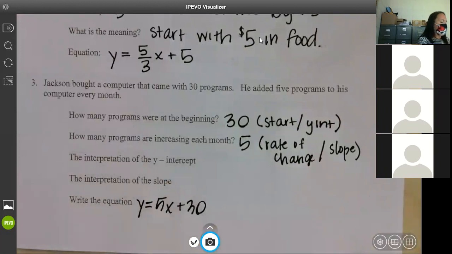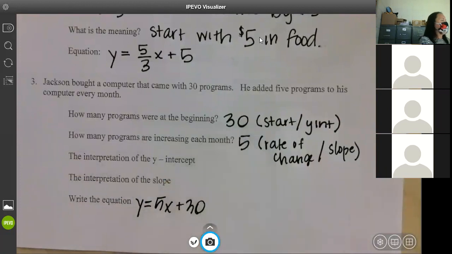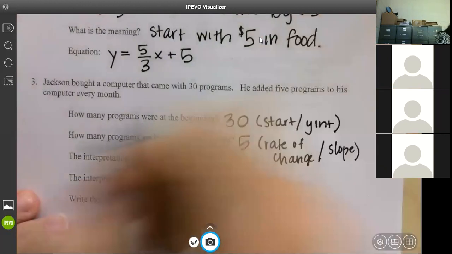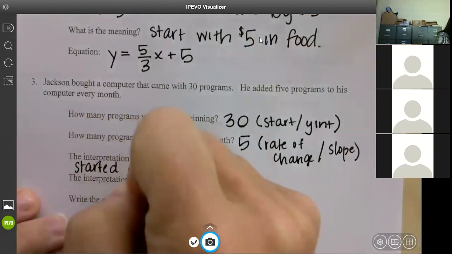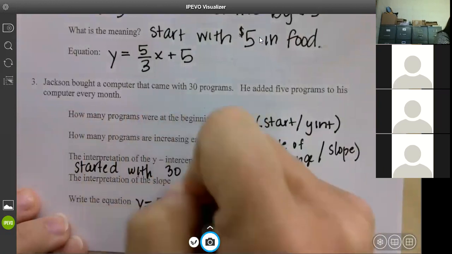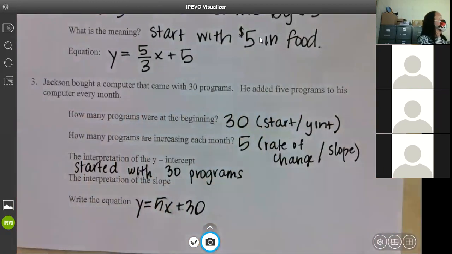All right, so our y-intercept was 30. Put that in context of the problem. What is that 30? Of what? Yep, started with 30 programs. Perfect. That's all it's asking you to do. You'll have test questions, EOC questions like this, and they're really simple. And typically they're multiple choice. You don't have to write them out, obviously.